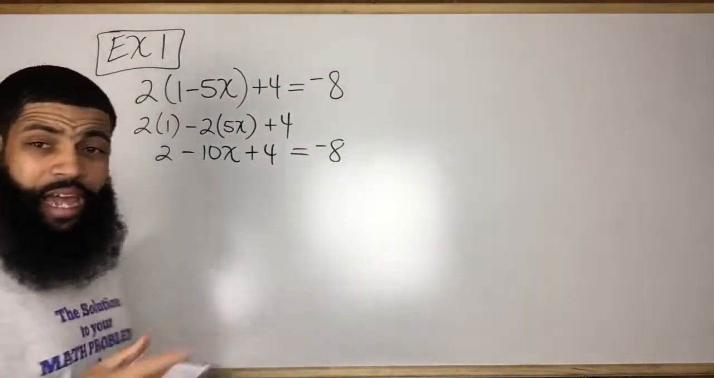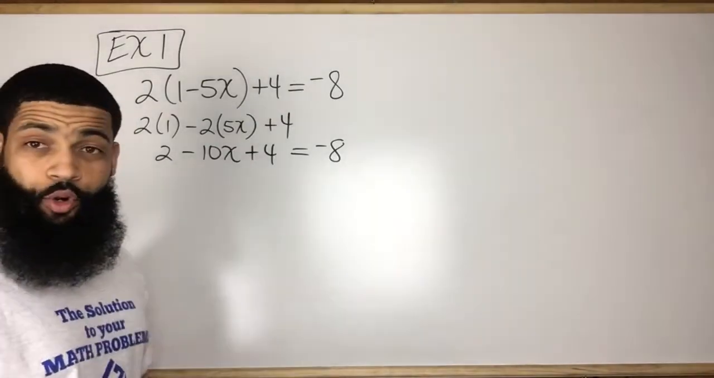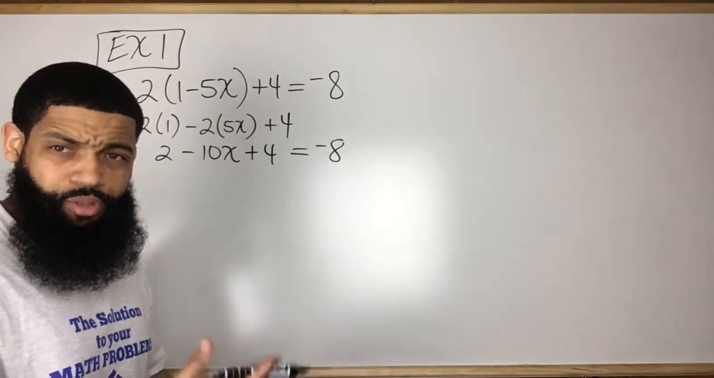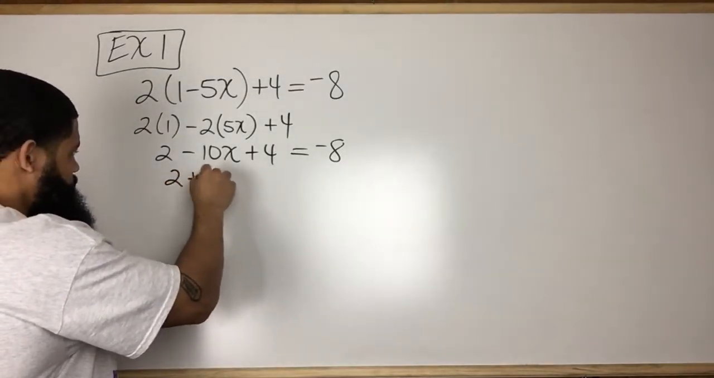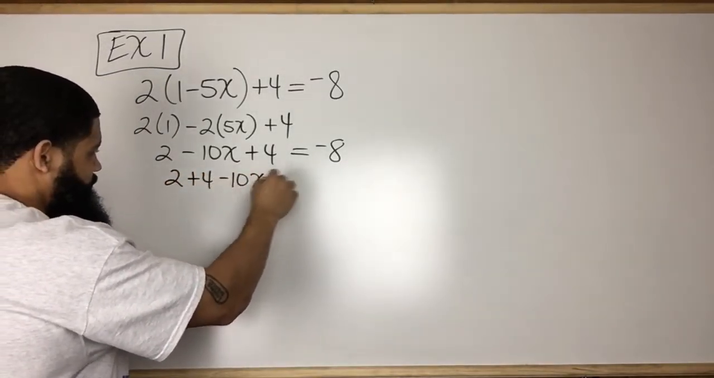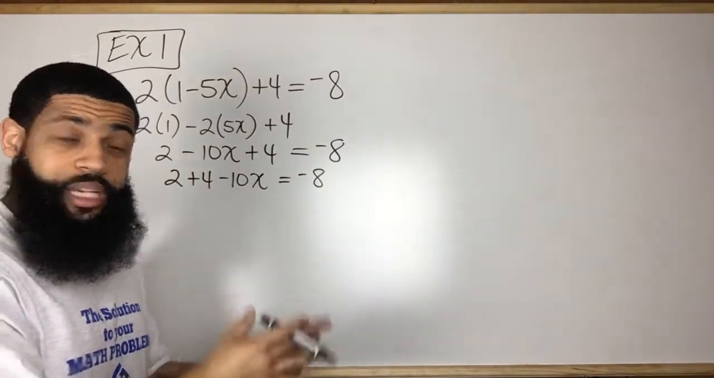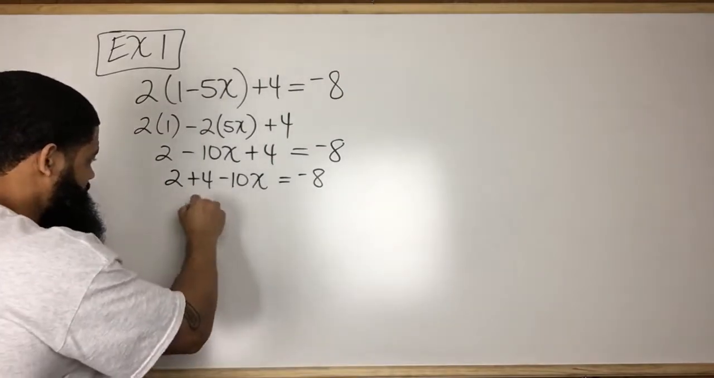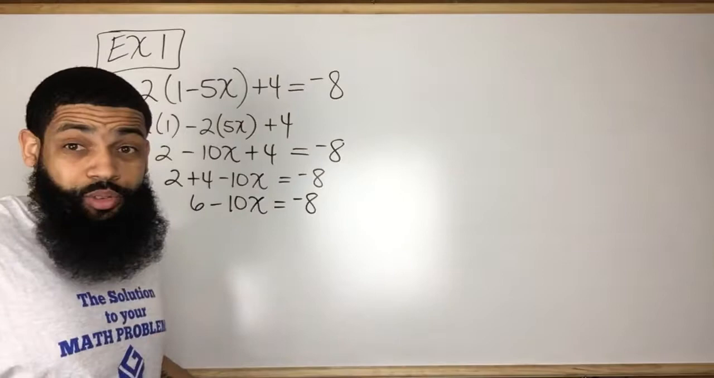Now, we have to combine like terms on the left side. So I have 2 and 4. They're like terms, so I need to put them together. So we can reorder them first, just so you can see. So 2 plus 4 minus 10x. Nothing changed. I just put the like terms next to each other. So 2 plus 4 gives me 6 minus 10x equals negative 8. Now it's just a two-step equation.